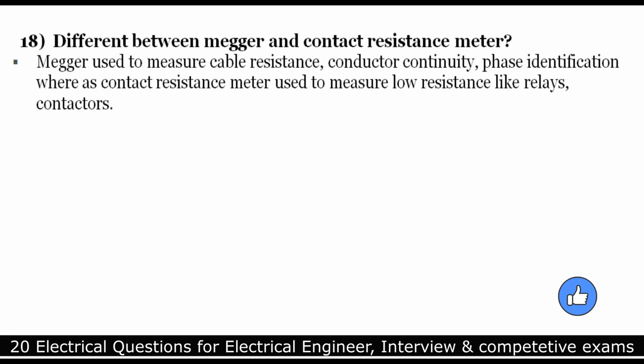Megger is used to measure cable resistance, conductor continuity, phase identification, whereas contact resistance meter is used to measure low resistance like relays, contactors.